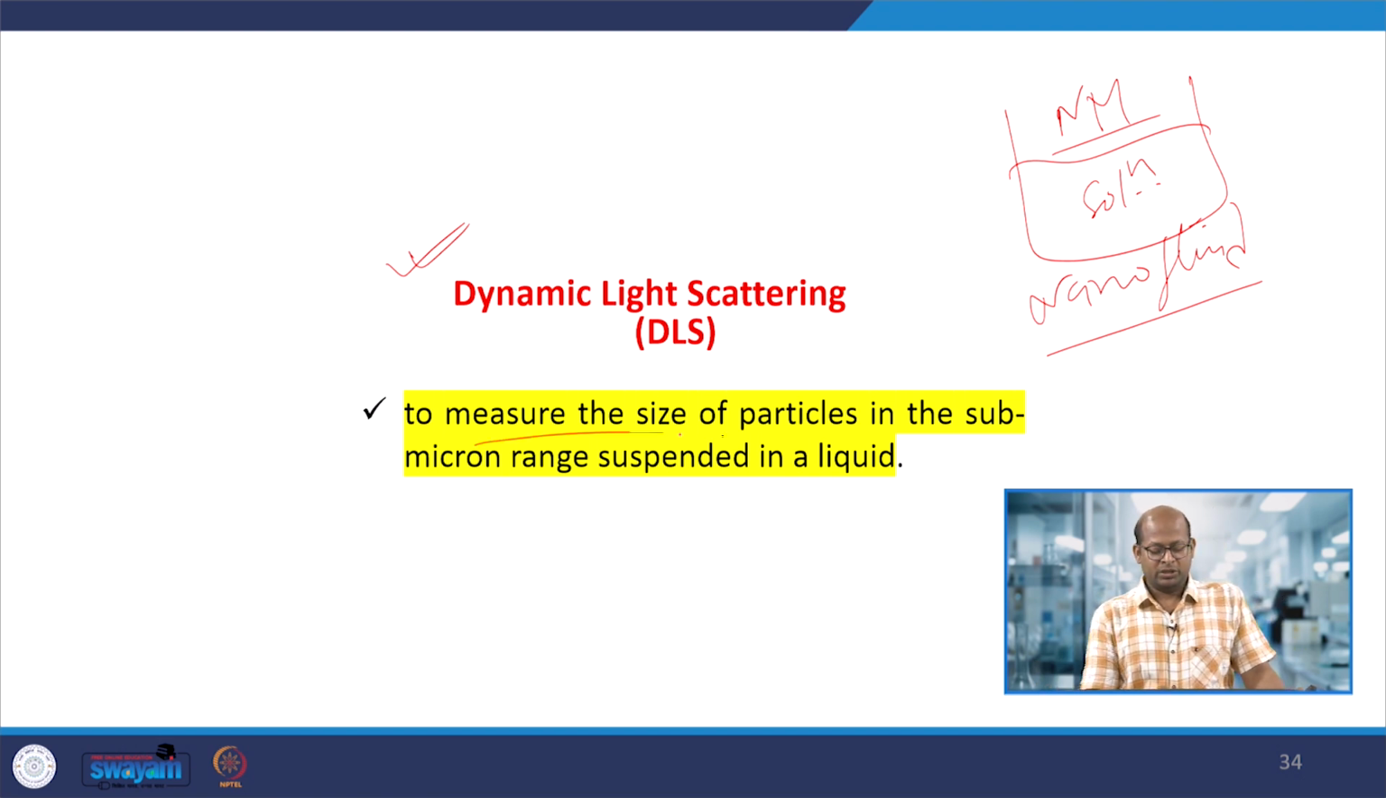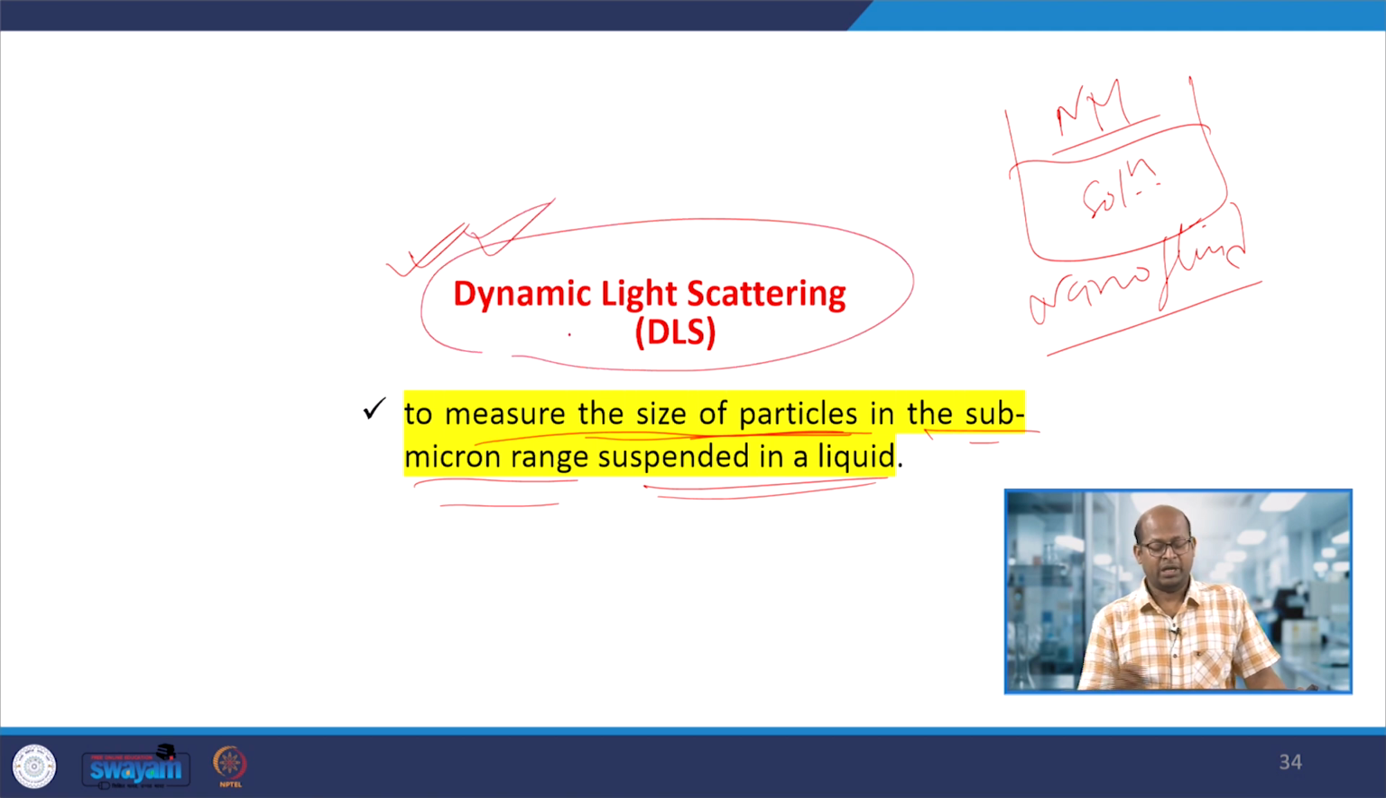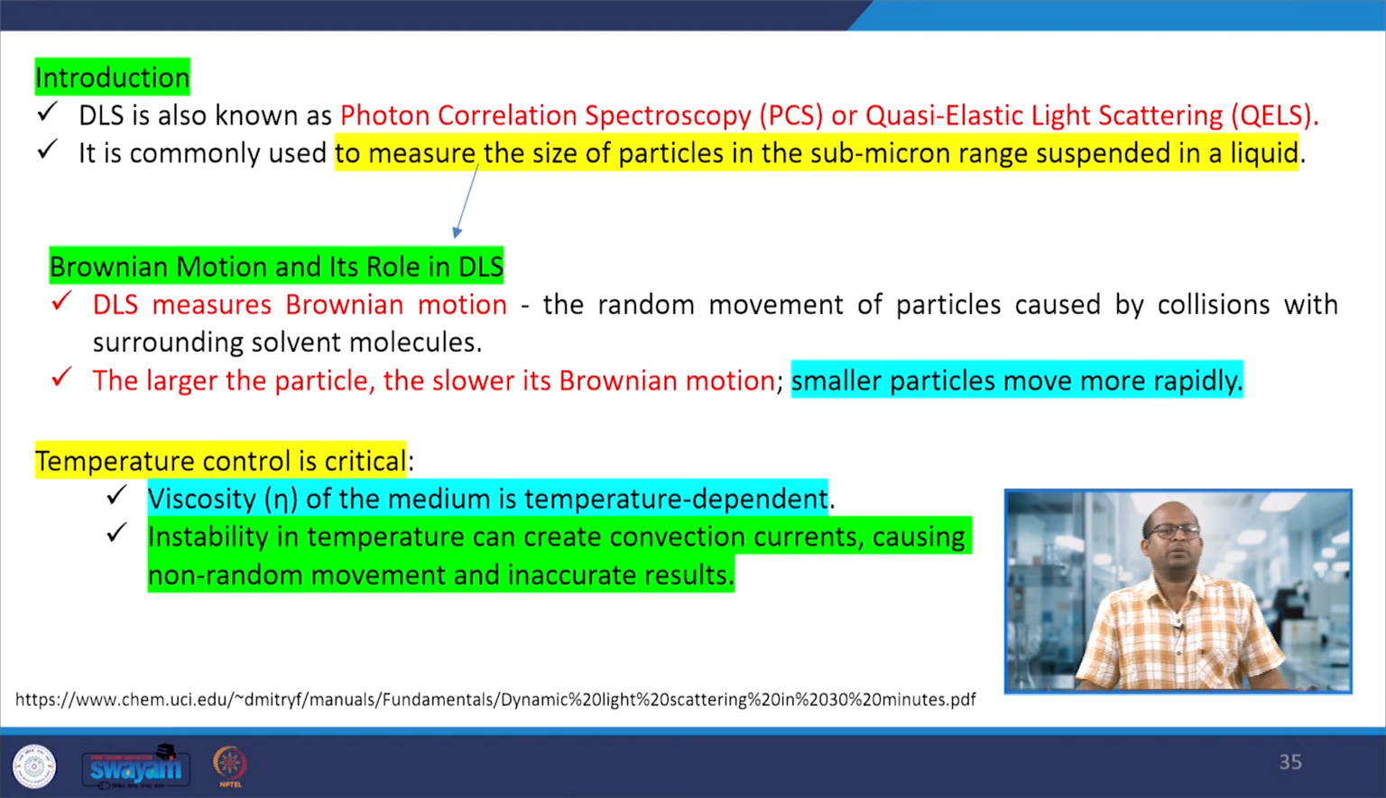To measure the size of nanoparticles in some micron range suspended in a liquid, dynamic light scattering is a very useful technique that can be used to characterize the materials we have prepared, nanomaterials in solutions or nanofluids. So then we can characterize them.